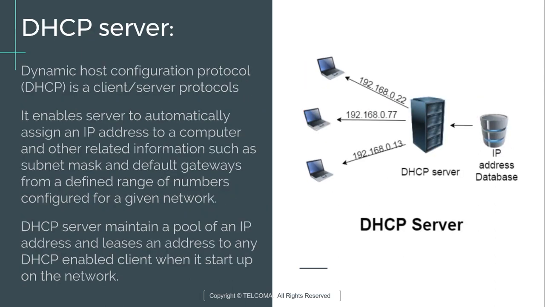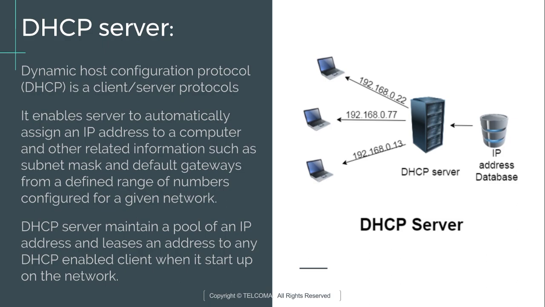The next network element is DHCP server, Dynamic Host Configuration Protocol server. It is a client server protocol. A DHCP server maintains a pool of IP addresses and leases an IP address to any DHCP enabled client when it starts up on the network or when it requests an IP address. It enables the server to automatically assign an IP address to a computer requesting one, and other related information such as subnet mask and default gateway, from a defined range of numbers configured for a given network. As shown in the diagram, the DHCP server gives IP addresses to the client which requests them.